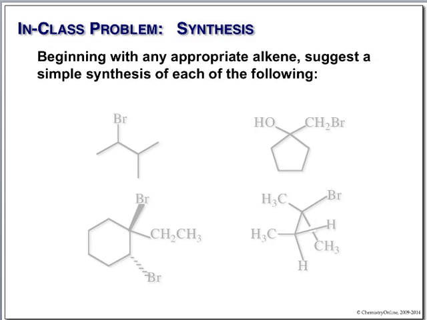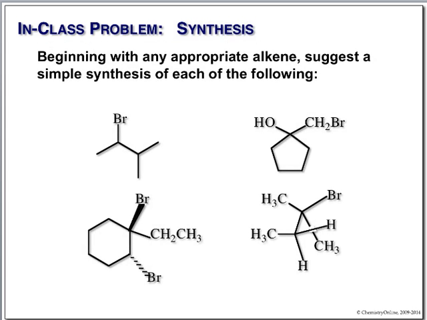Example. What we're going to do is make these four compounds starting with something else. Here we're specified to start with an alkene. Typically in a synthesis problem, you are allowed to choose any alkene you want.